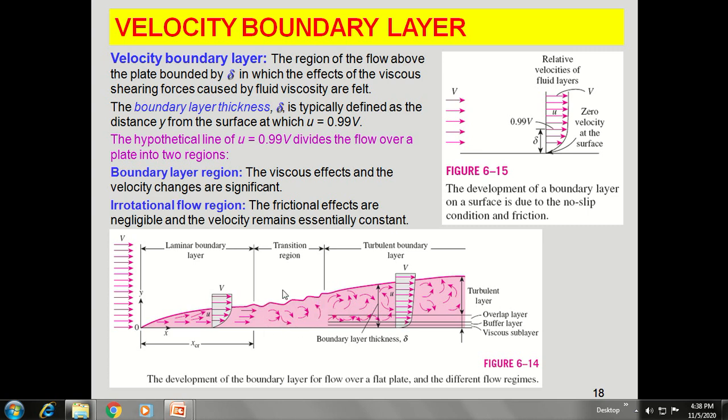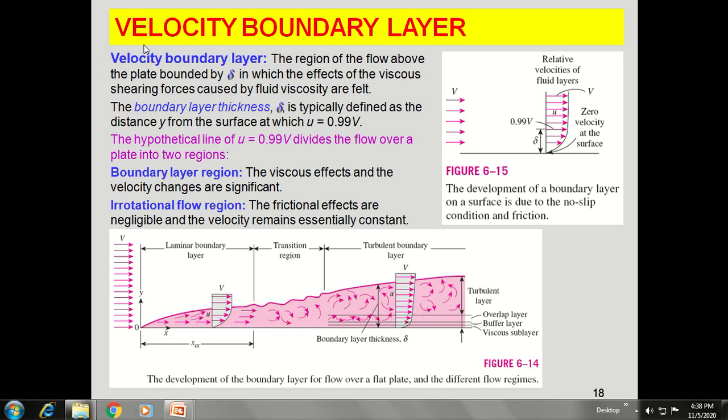In some regions, some part of the fluid is laminar and some part is turbulent. So that's why this region is considered a transition region. That means the laminar boundary layer is going to convert into a turbulent boundary layer. After that, all the molecules of the fluid mix with each other and rotational flow occurs. So that's why it is called a turbulent boundary layer. In both the turbulent boundary layer and laminar boundary layer, a velocity distribution exists.